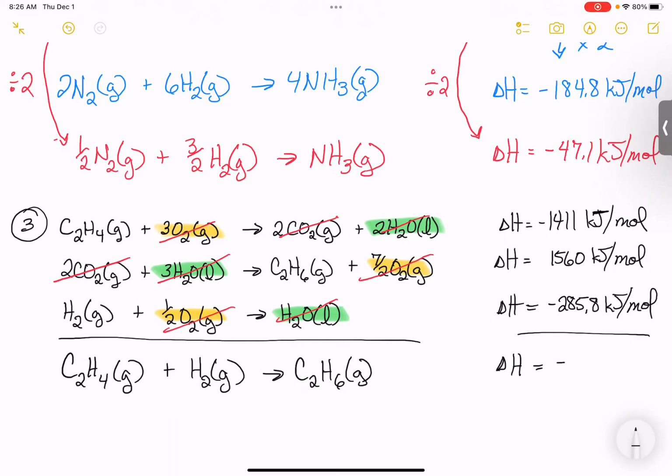And when I do so, I get a negative 136.8 kilojoules per mole. So again, the third thing I stated up above is that when your reaction is the result of the sum of 2 or more subreactions, then your enthalpy is the result of the sum of the enthalpies of those subreactions.